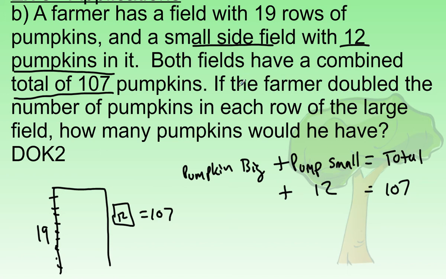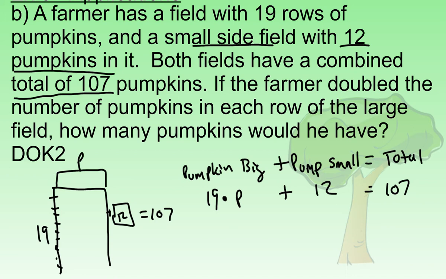Well, let's finish the problem. It says here, if the farmer doubled the number of pumpkins in each row of the large field, how many pumpkins would he have? So we don't even know how many are in each row right now. We just know that the 19 rows times some number in each row, we'll call it P for pumpkins, plus the 12 is 107. 19 in each row times the number of pumpkins in the row. This is how many pumpkins are in the big field. We don't know what that is yet, but that is how many pumpkins are in the big field.